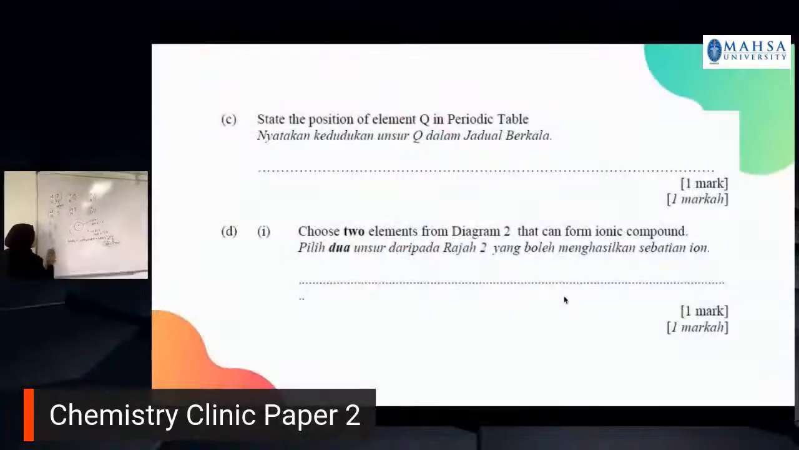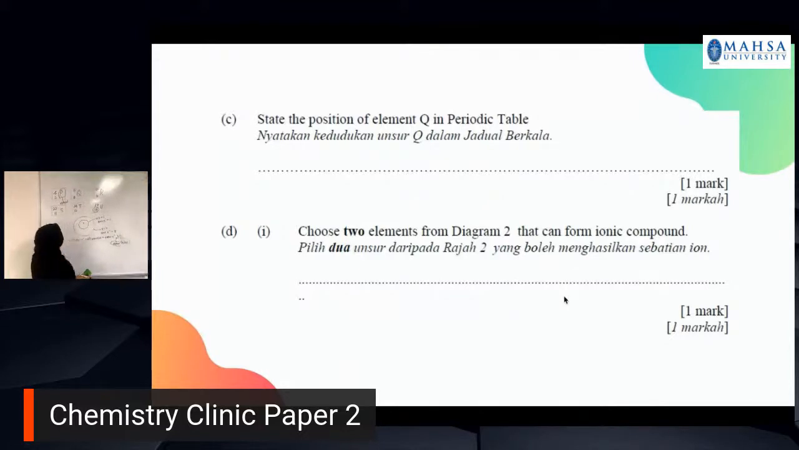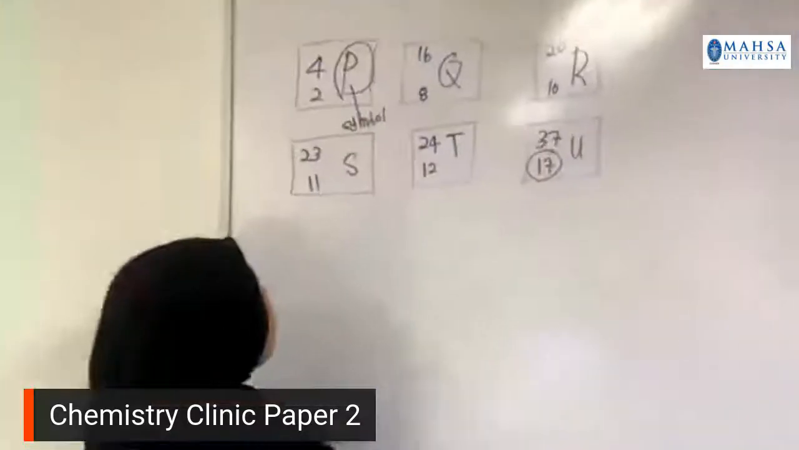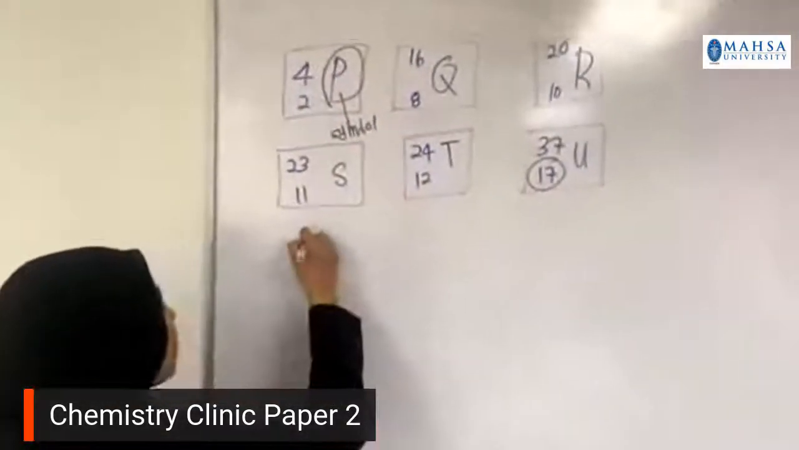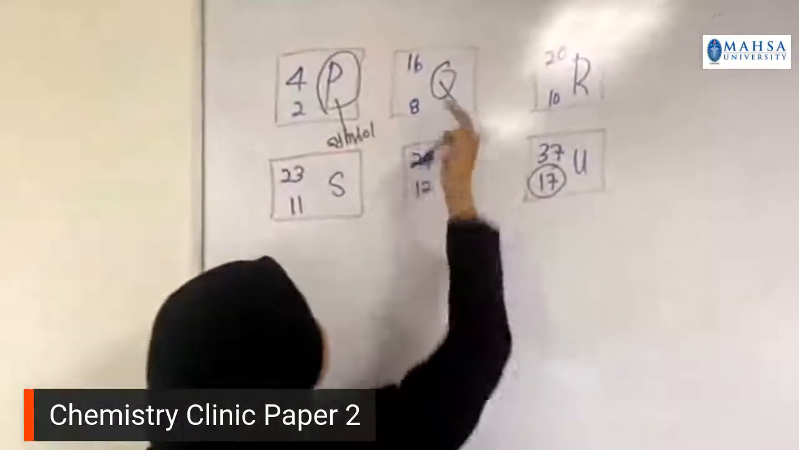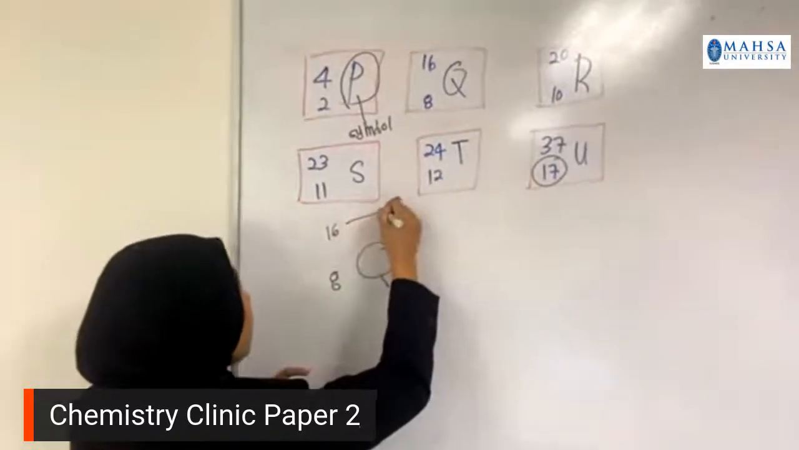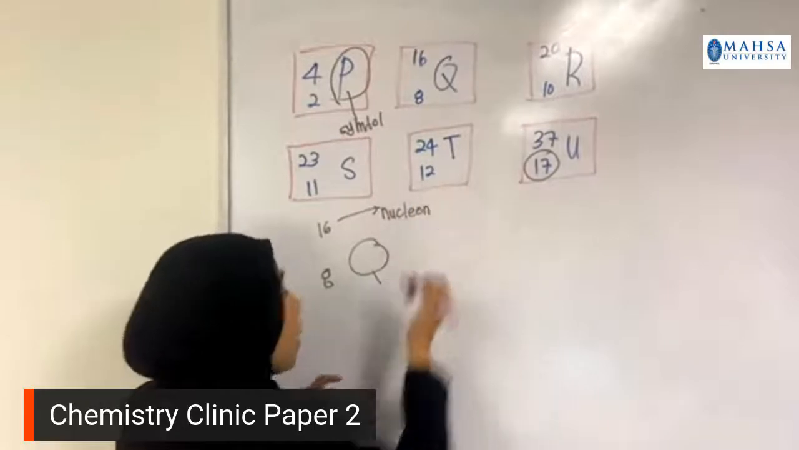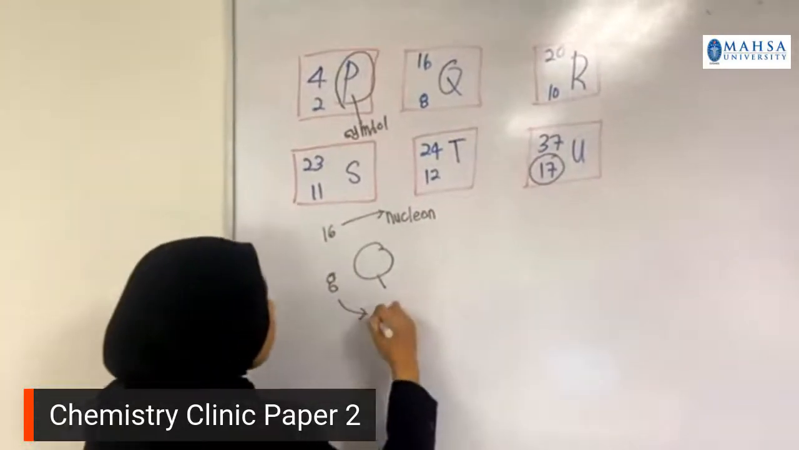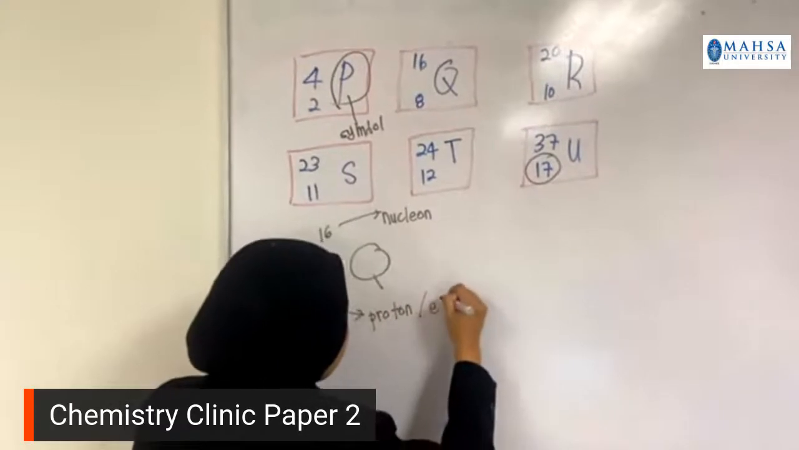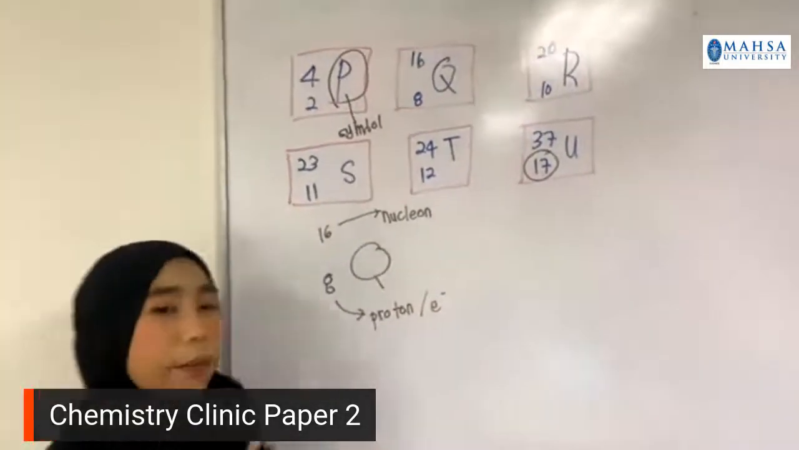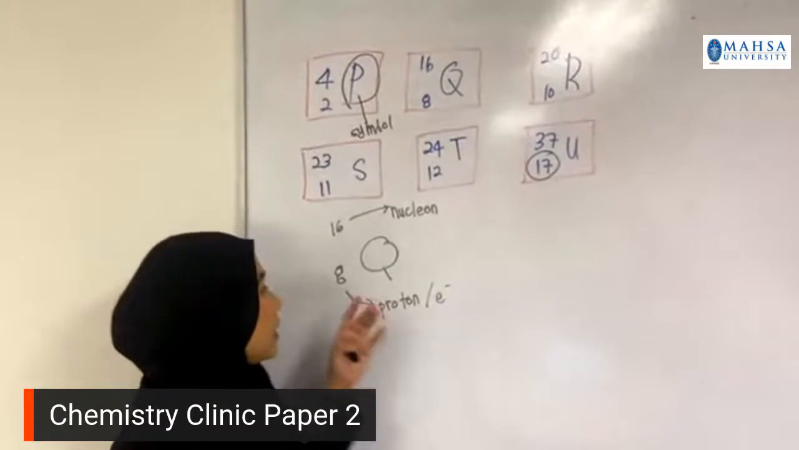Mr. Alex, can you assist me with the next question, please? Okay, the next question, C. State the position of element Q in the periodic table. Thank you. Okay, now we are referring to element Q. This is element Q. You have 16 and then you have 8. Like mentioned, Q is an element, 16 is the nucleon number or mass number, and 8 is the proton number or electron number.